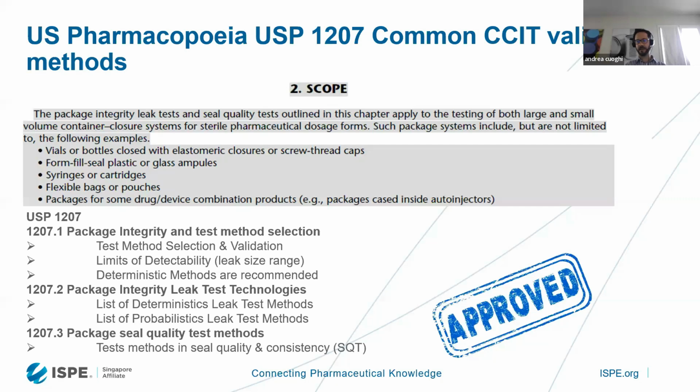The second main rule that we are going to inspect is the 1207. Then it is going more in detail into the different methods. It applies to vials or bottles, form, fill, seal plastic or glass ampoules, syringe or cartridge, flexible bags or pouches, and packages for some drug device combination. It speaks more in detail about the test method, limits of detectability, basically the leak size range, and it splits among deterministic methods and probabilistic methods.